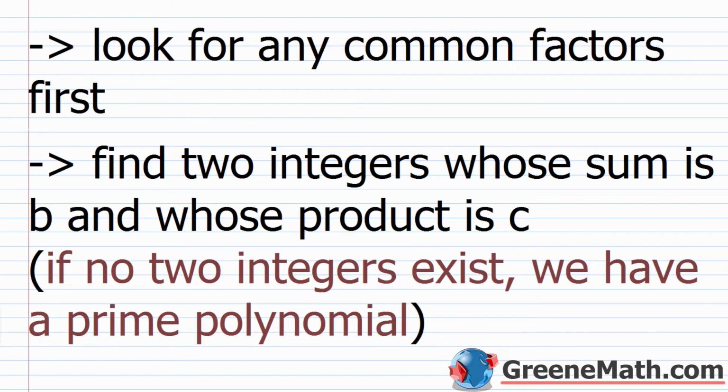So let's just quickly run down the official procedure. For factoring a trinomial with a leading coefficient of 1, so that a is equal to 1, you're going to look for any common factors first. Just like we saw with factoring by grouping, if you had something like 2x squared plus 6x plus 8, I have a common factor of 2, and I could start out by just pulling that outside the parentheses. So 2 times the quantity x squared plus 3x plus 4.